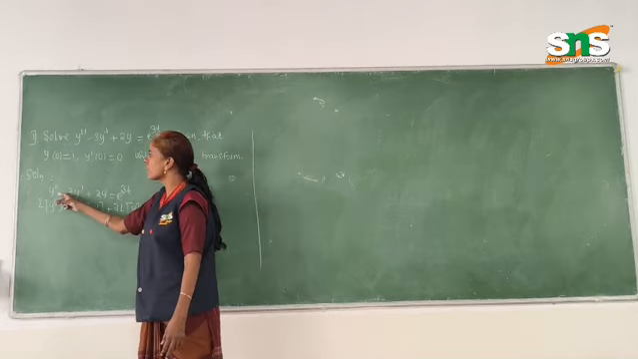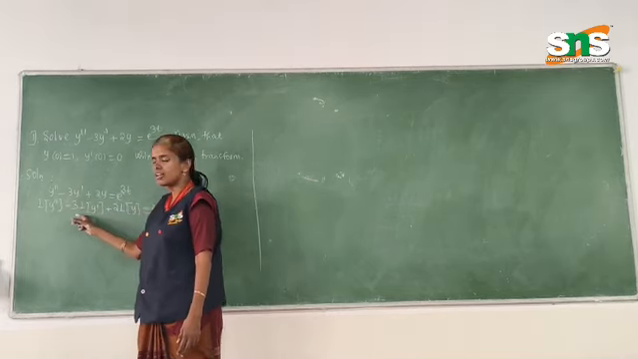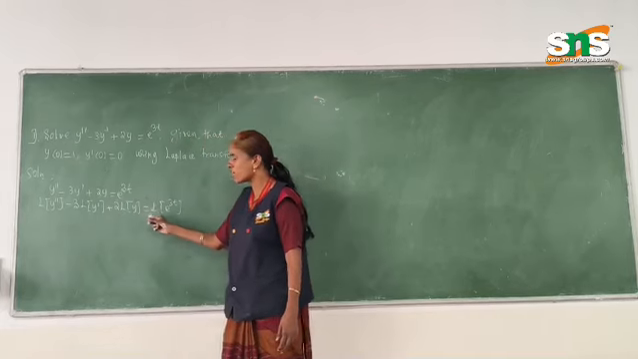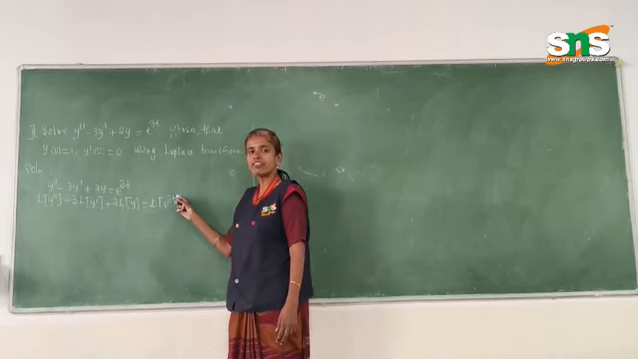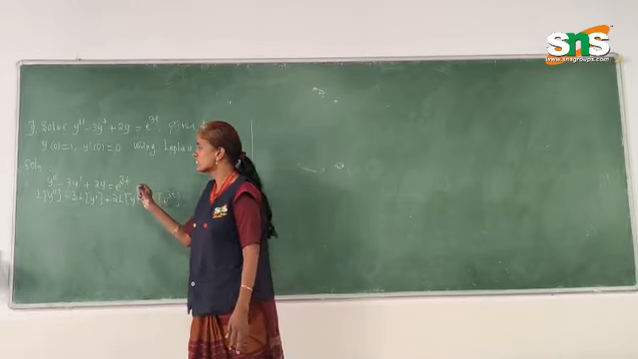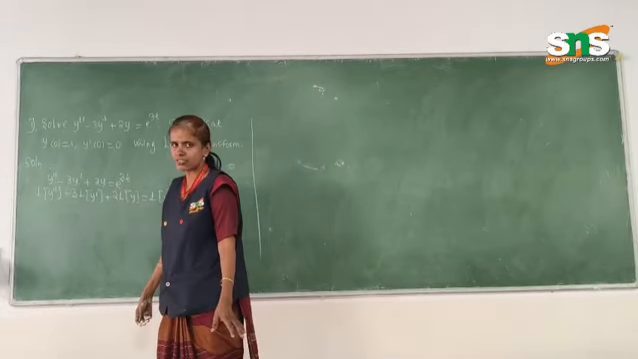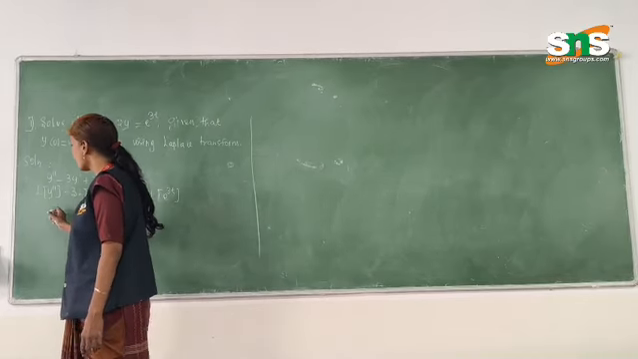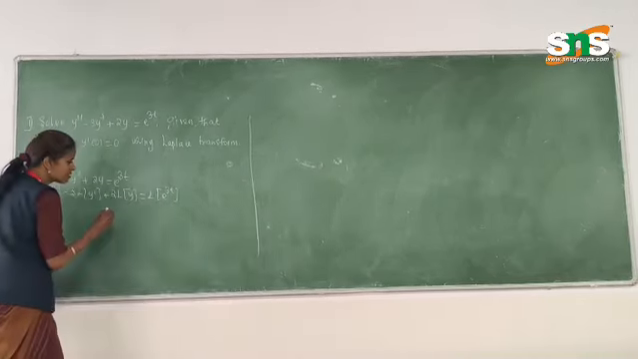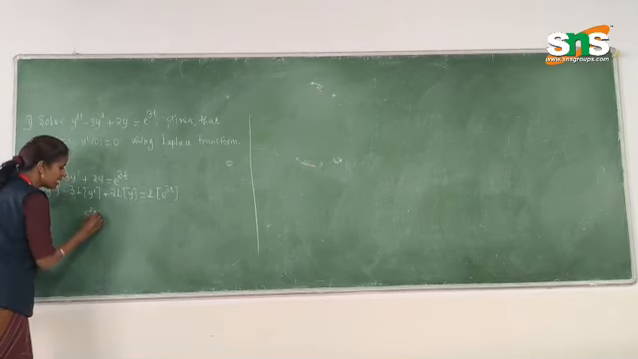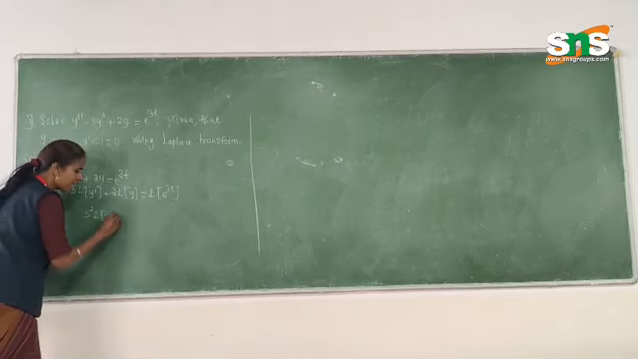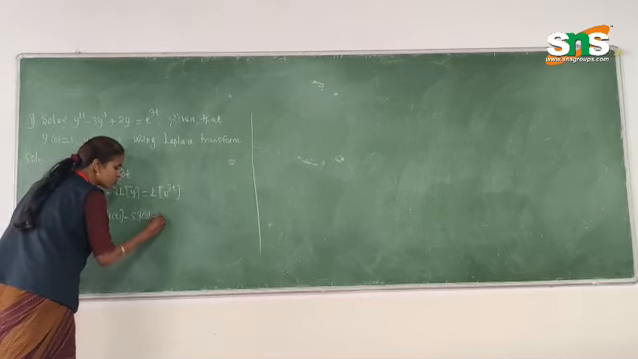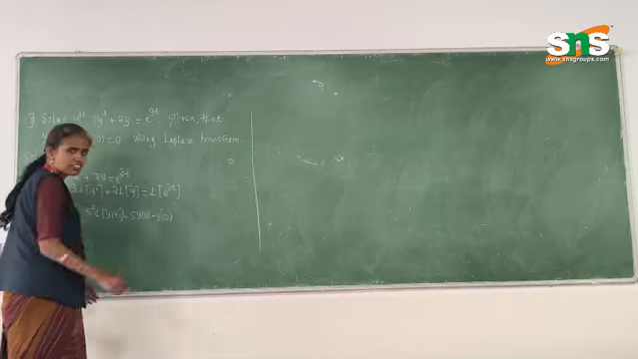So L of y double dash minus 3 outside, L of y dash plus 2 outside, L of y, that should be equal to L of e power 3t. So first step is we just took Laplace transform. The second step is we are going to use the formula. The formula is s square L of y of t minus s into y of 0 minus y dash of 0. This is for double dash.